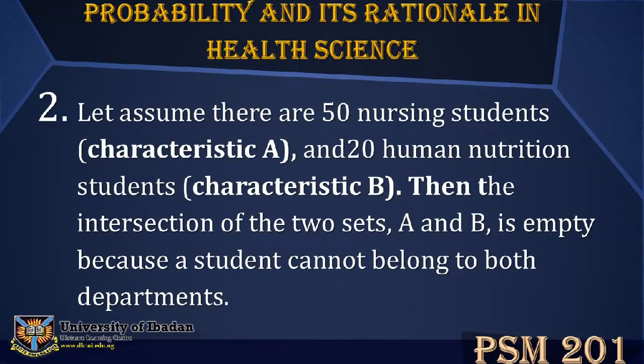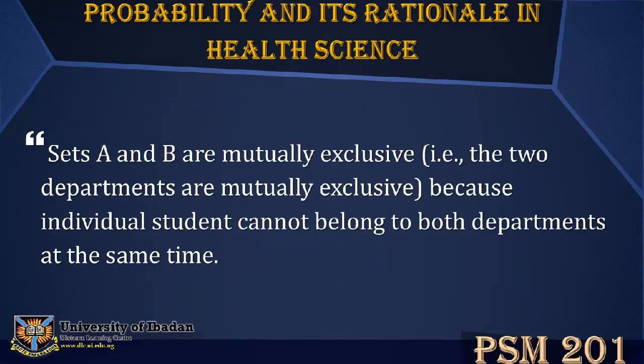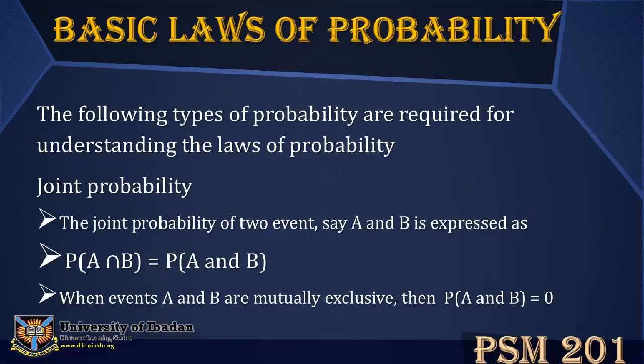Let's assume there are 50 nursing students, characteristic A, and 20 human nutrition students, characteristic B. Then the intersection of the two sets, A and B, is empty because a student cannot belong to both departments. Sets A and B are mutually exclusive, that is, the two departments are mutually exclusive because individual students cannot belong to both departments at the same time.